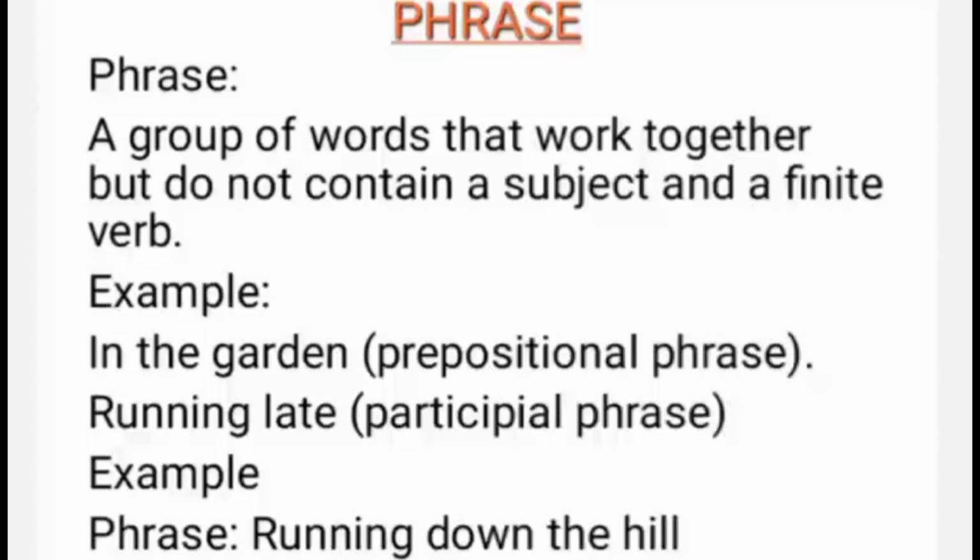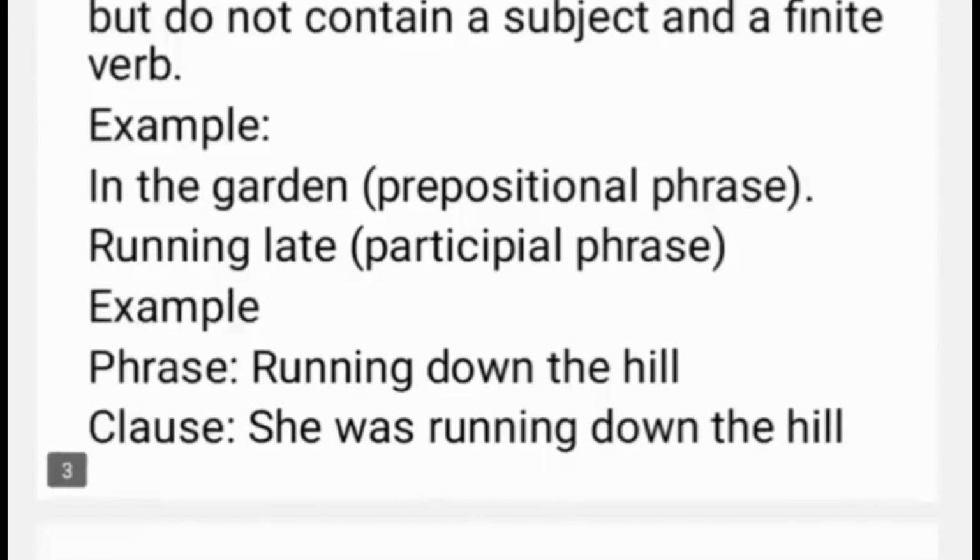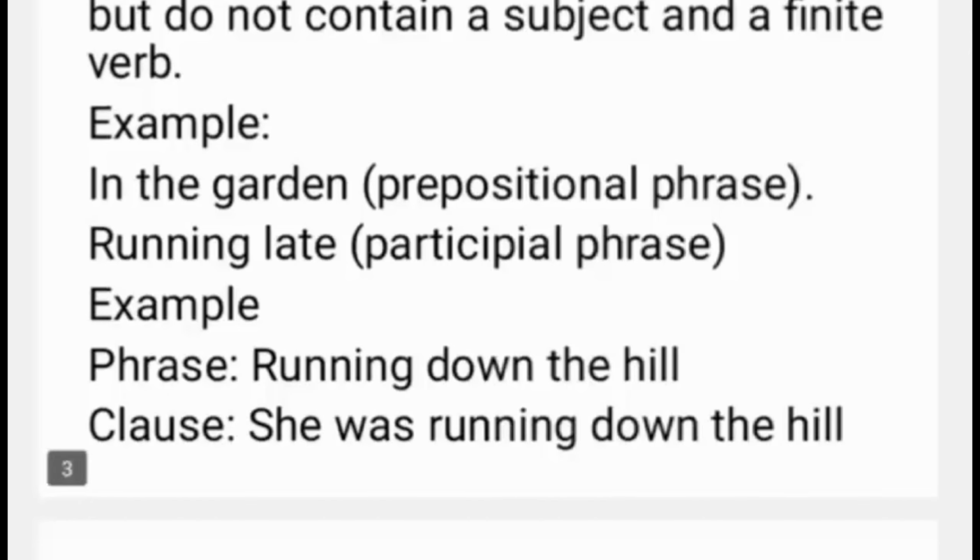Phrase. A phrase is a group of words that work together but do not contain a subject and a finite verb. Example, in the garden. In the garden doesn't express a complete thought because it lacks a subject and a finite verb. There is no subject here, no performer of an action, and no action either. So that makes it a phrase. Running late. It lacks a subject and a verb. There is no action performed and no performer of an action.